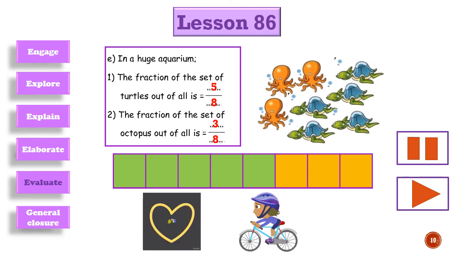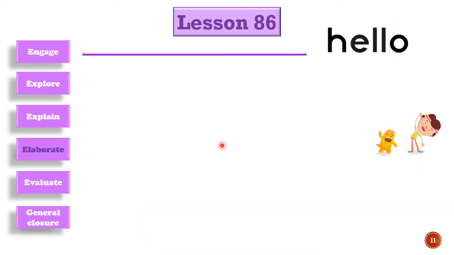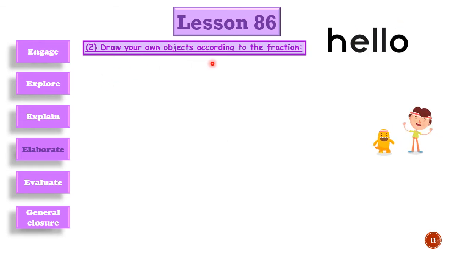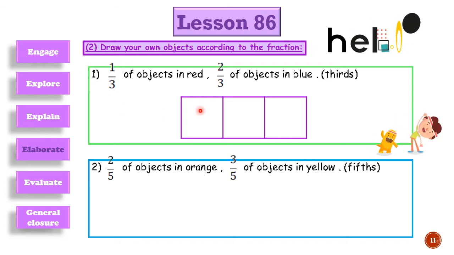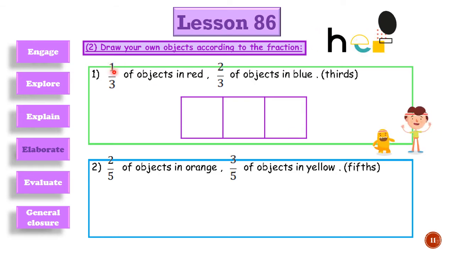Good job. Awesome. Here we have a new type of exercise, which is draw your own objects according to the fraction. First one, we have a third of an object in red and 2/3 of an object in blue. Here we have thirds. We have a hint here, thirds, because our denominator is 3. Then we will draw our object and divide it into 3 equal parts, like this. Then a third of this shape will be colored in red. How many parts will I color? Yes, the numerator is 1, in red.